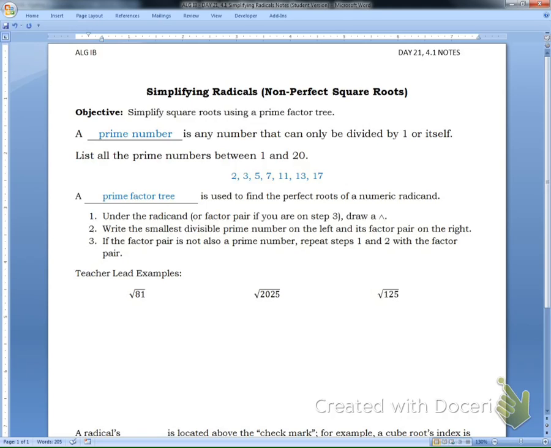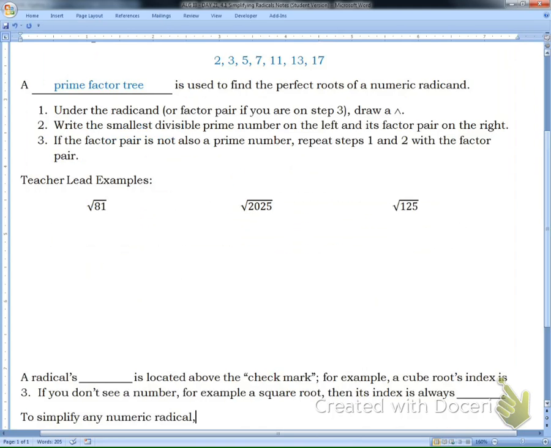So to do this, there's 3 steps. Underneath the radicand, you will first draw what looks like a little caret to split it. So I'm going to start demonstrating this for you. I'm going to draw this caret underneath the 81. Now, we know from previous experience that the square root of 81 equals 9. But let's prove that here.